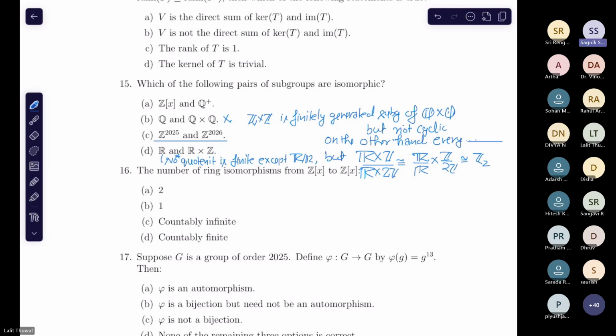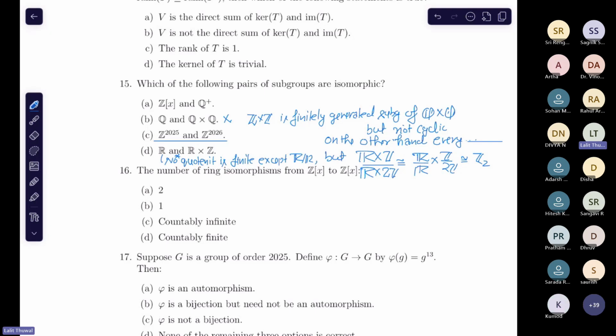Can we do some kind of induction, like Z and Z cross Z are not isomorphic, then Z cross Z and... would that work? Okay, but how do you do that? Okay, let me tell you something. Okay, how do you do that?